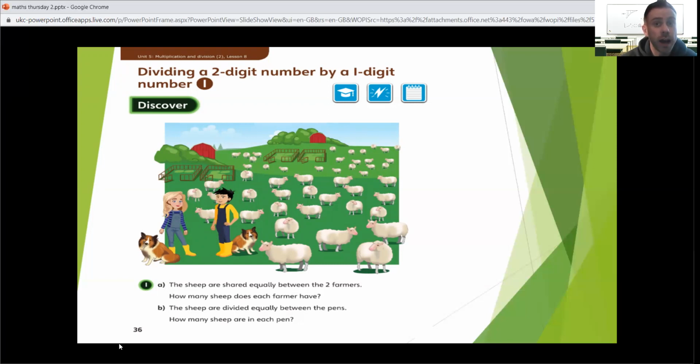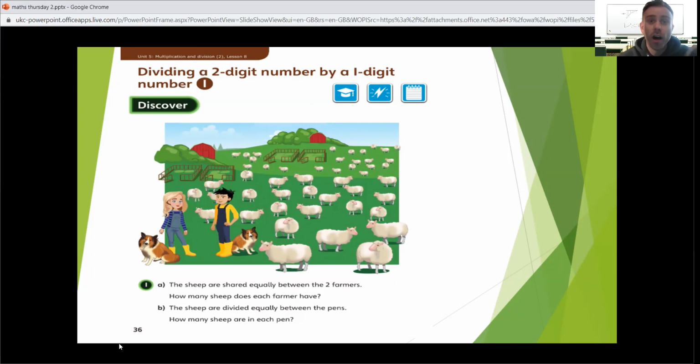Shared equally means divide, remember, between the 2 farmers. How many sheep does each farmer have? Okay, first of all, there's a lot of sheep on that picture. I don't want people to have to miscount them, we might forget. There's 48 sheep. I'm going to give you a little clue, a little bit of a hint, some help.